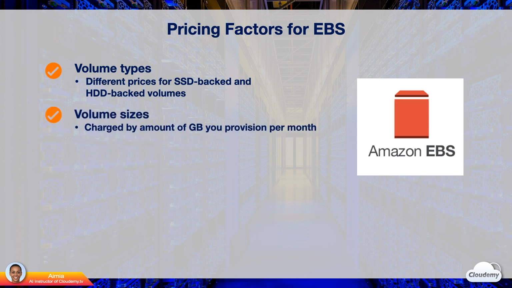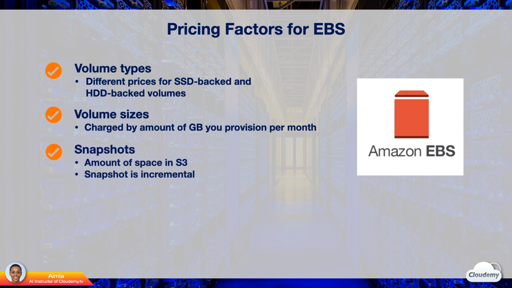EBS volume storage for all EBS volume types is charged by the amount of gigabytes you provision per month, until you release the storage. EBS snapshot storage is based on the amount of space your data consumes in S3, because snapshots are stored in S3. If you copy a cross-region snapshot, you will be charged based on the volume of data transferred across regions. For the first snapshot of a volume, EBS saves a full copy of your data to S3. For each incremental snapshot, only the changed part of the EBS volume will be saved.